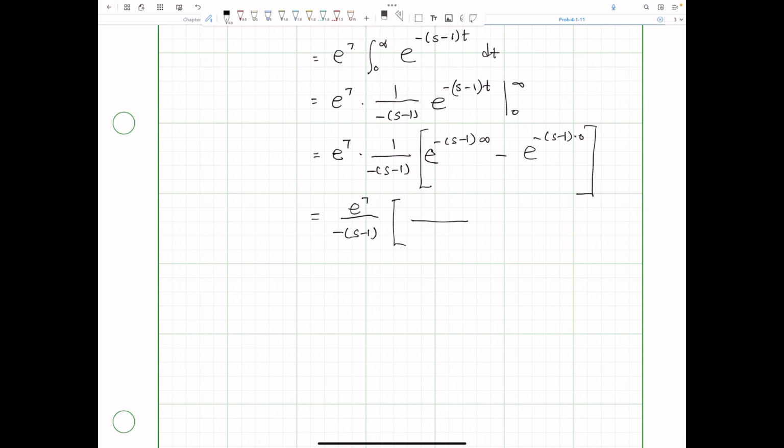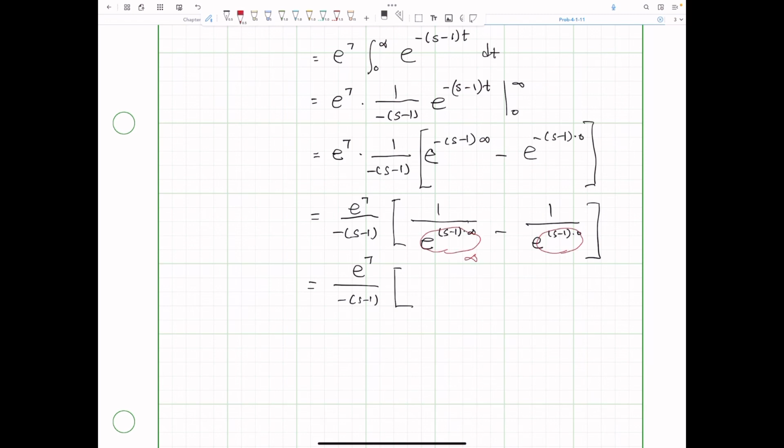This is 1 over e to the s minus 1 times infinity, minus 1 over e to the s minus 1 times 0. So that is e to the power of 7 over s minus 1. And this denominator is going to be infinity, and this denominator is going to be 1. So 1 over infinity, which is 0, and then minus 1. The answer is e to the 7 over s minus 1, when s has to be greater than 1.